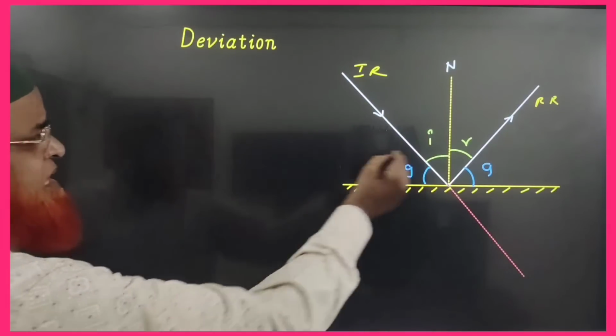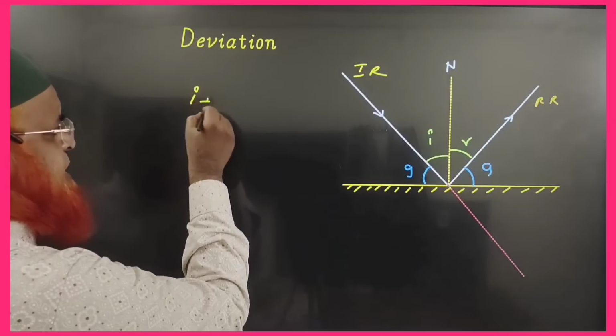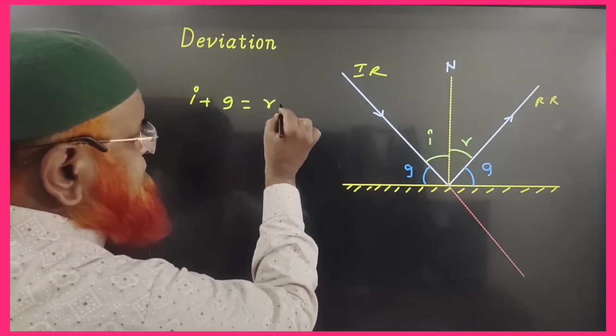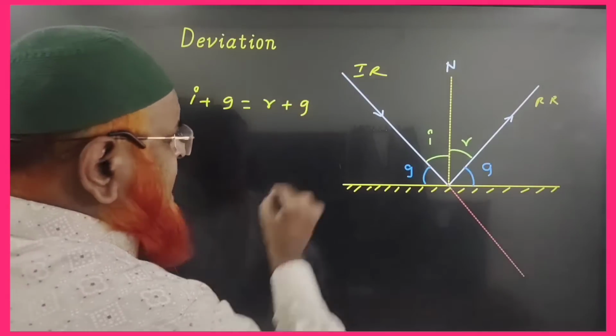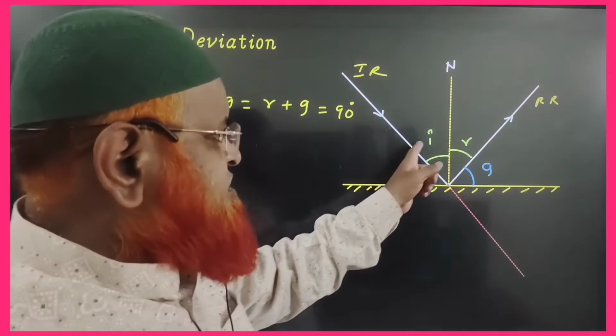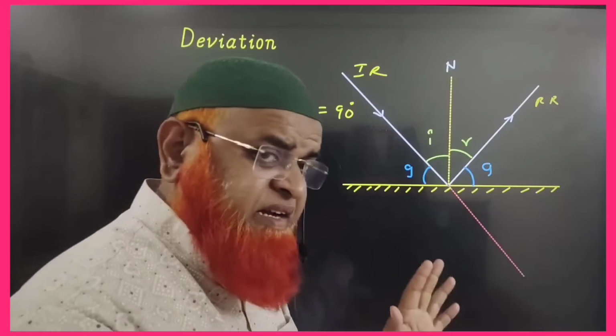So here, this is the angle of incidence, this is the angle of glancing. Angle of incidence plus angle of glancing is always equal to angle of reflection plus angle of glancing, and these two combined together are always 90 degrees. Because this is the normal, these two are 90, these two are going to be 90, same.